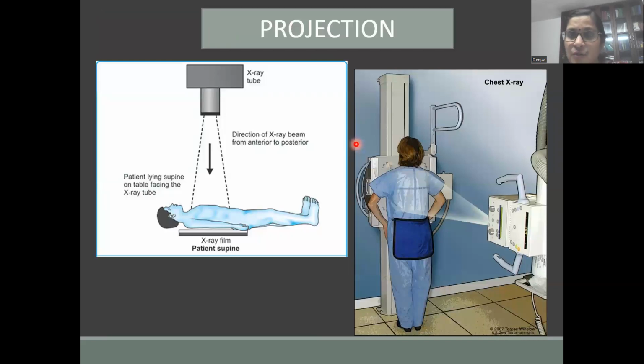Now, what projection do you actually require? As we already discussed, in NICU and non-ambulant patients, it is the anteroposterior view which we take, meaning the X-rays travel from the anterior to the posterior aspect of the patient. This right-hand side picture shows the PA view, meaning the X-rays travel from the posterior aspect of the patient to the anterior aspect. So we basically take AP view.